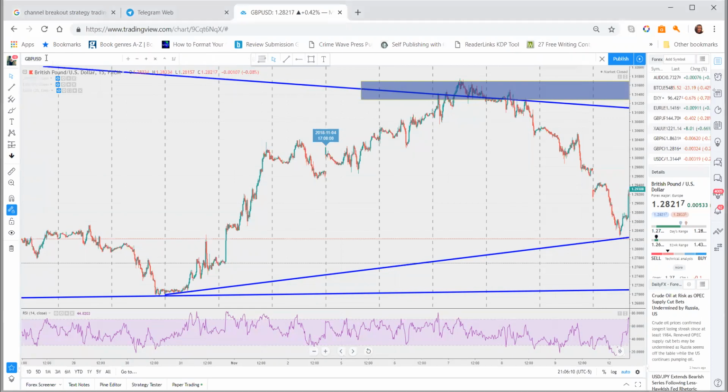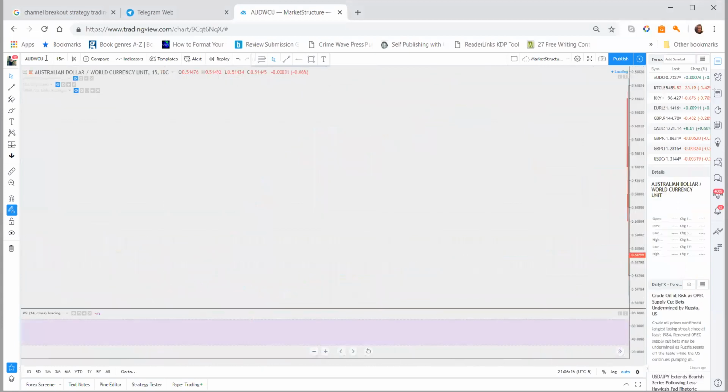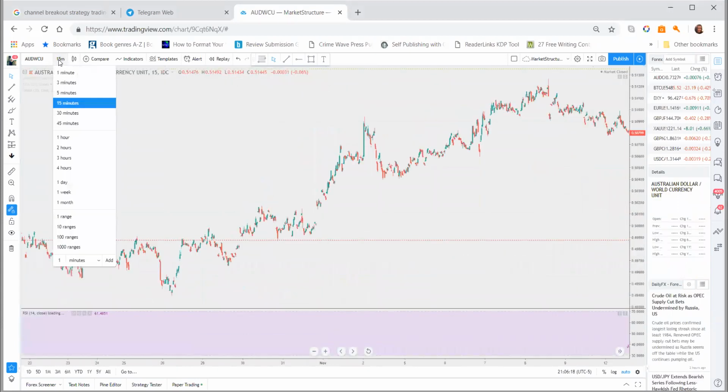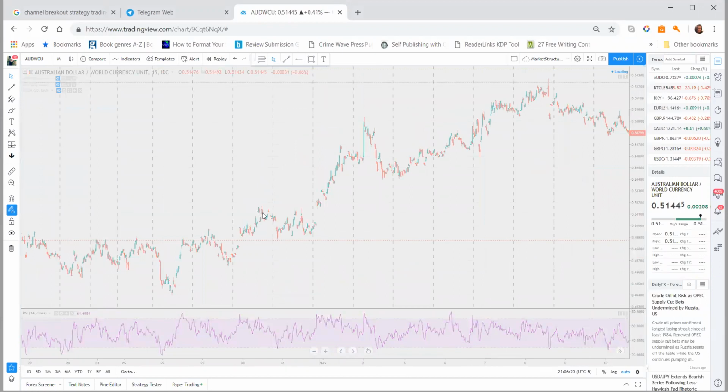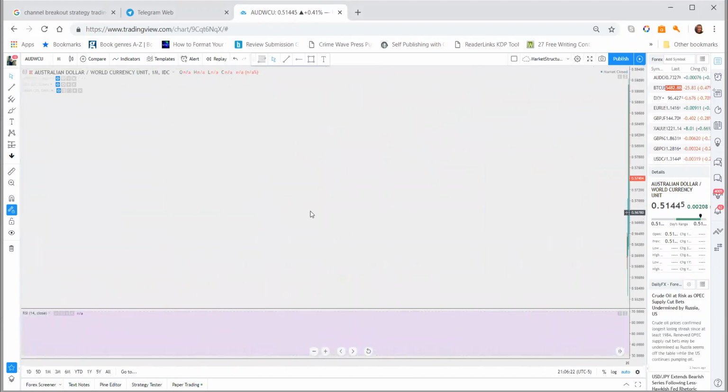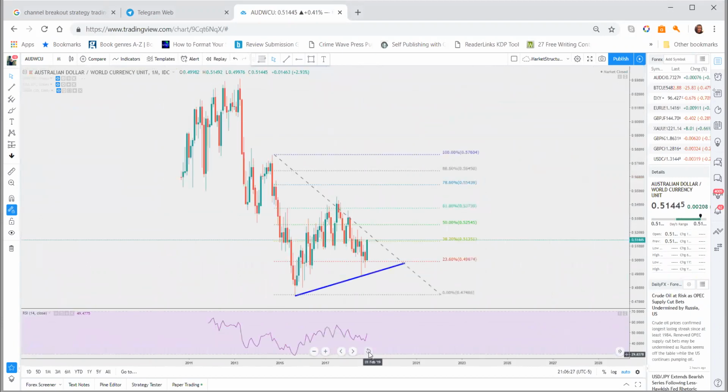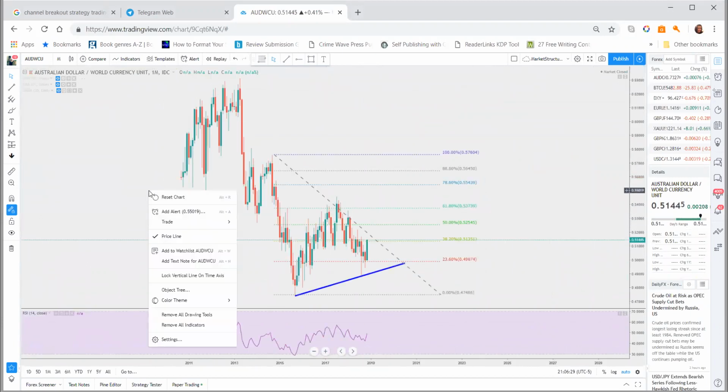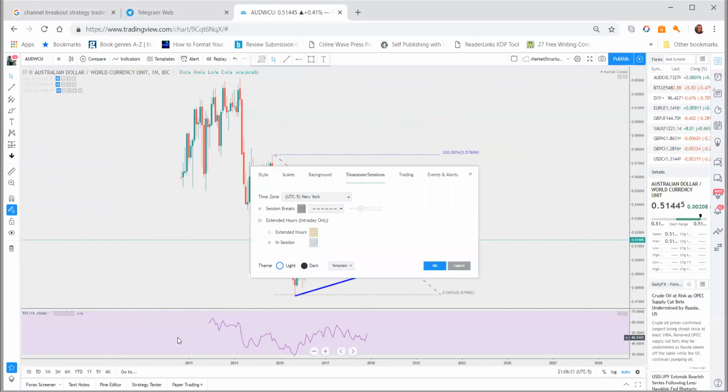When I decided which pairs I was going to trade, I started at AUD and worked my way down, and I marked up every single currency pair, world currency unit. These might load a little slow tonight since the market is closed. Let me turn off something real quick. Turn off my session breaks.